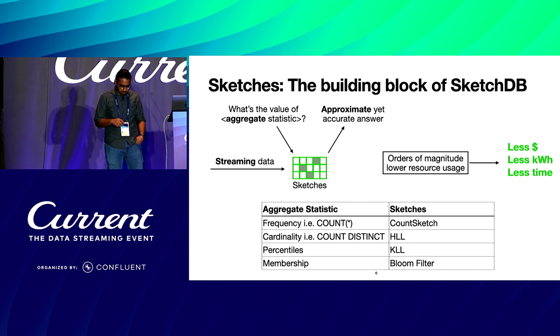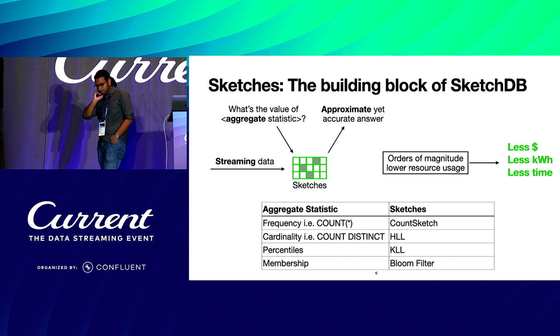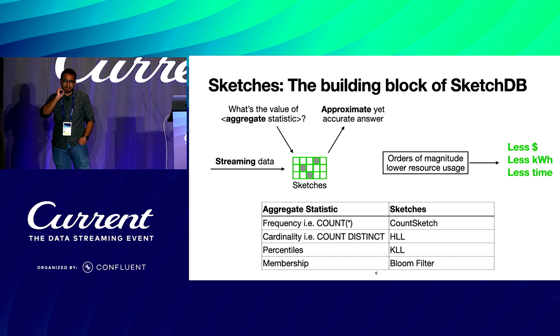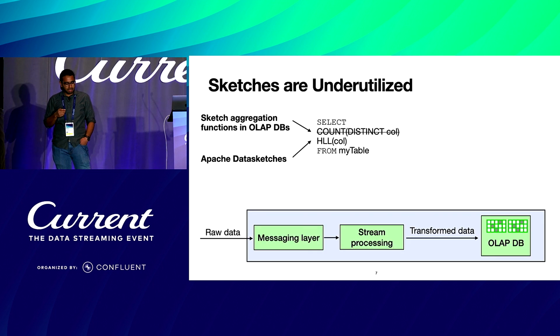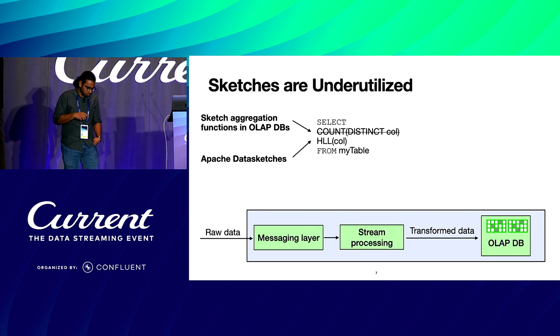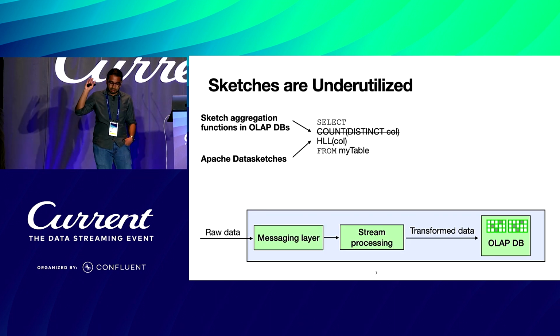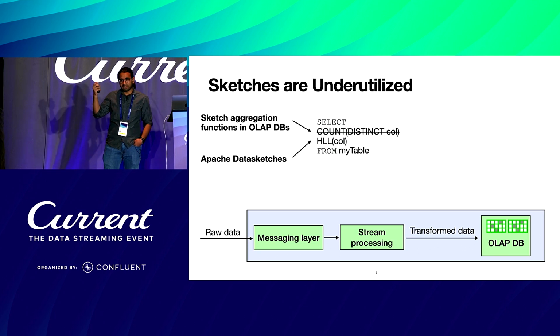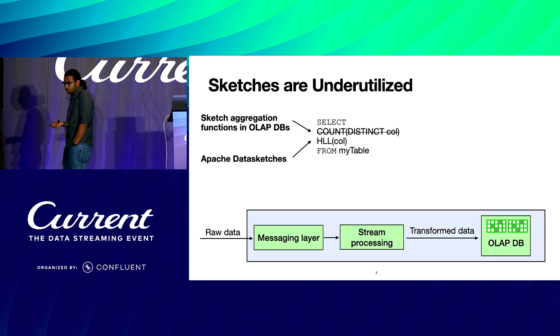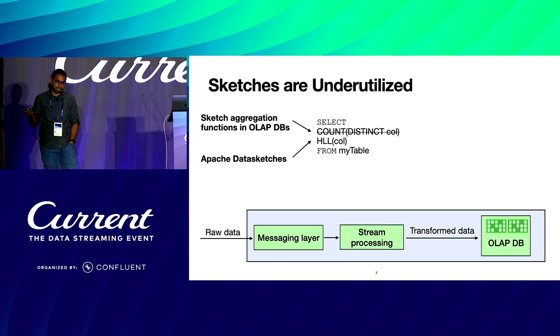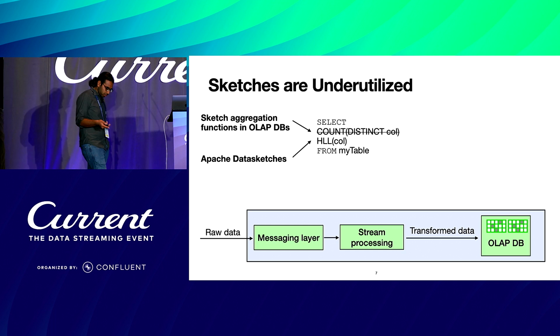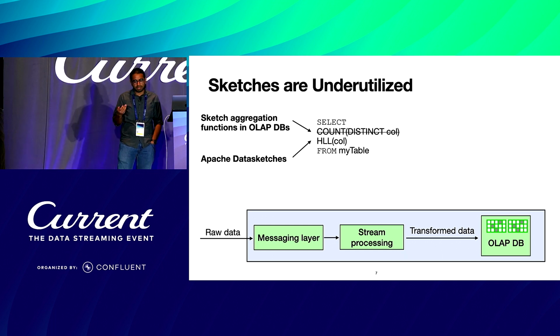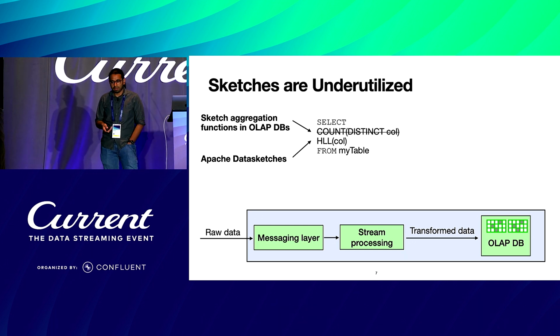Now, the people in the room who are familiar with sketches might be thinking that, hey, there are already some sketch implementations out there in databases, right? So for instance, I know ClickHouse and Druid have it. I'm sure a lot of other databases have it too. So there are these HLL implementations which can do a count distinct on a column, right? So if you have a column and you want to count the number of distinct elements, you have a sketch implementation for that. There's also an open source library called Apache DataSketches, which has open source Java implementations of sketches, which can integrate with a couple of databases.